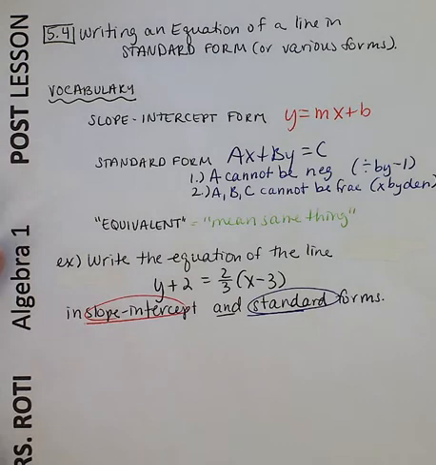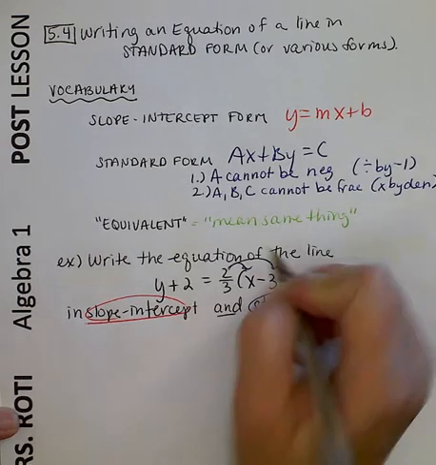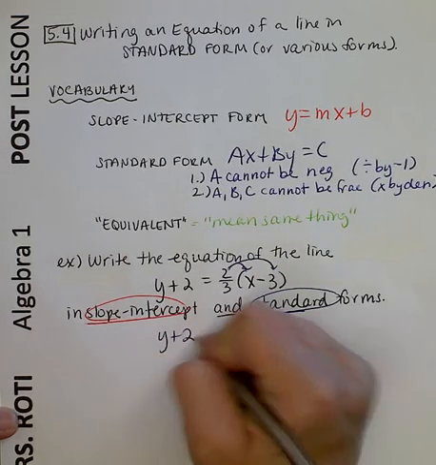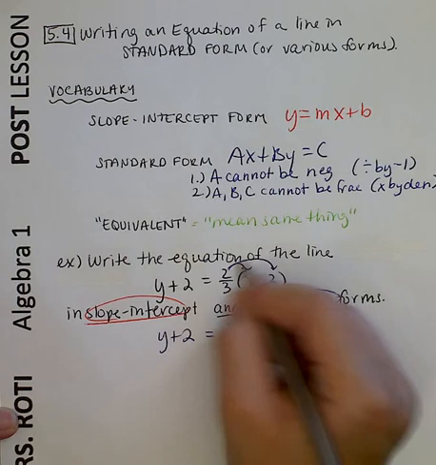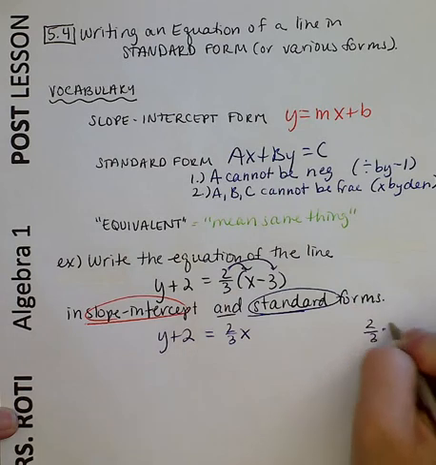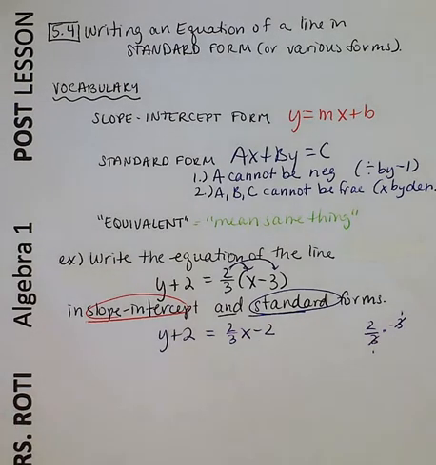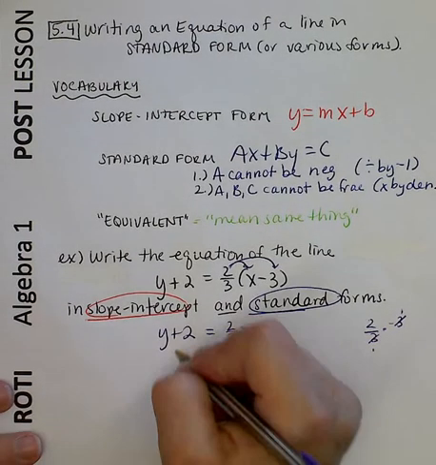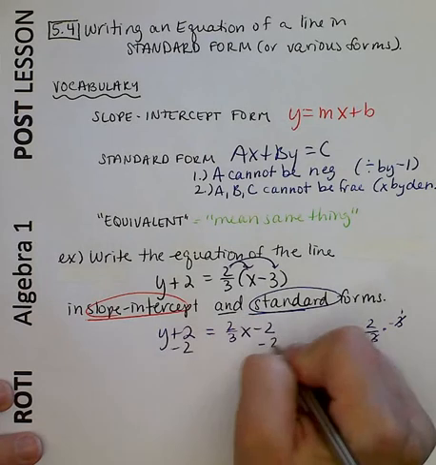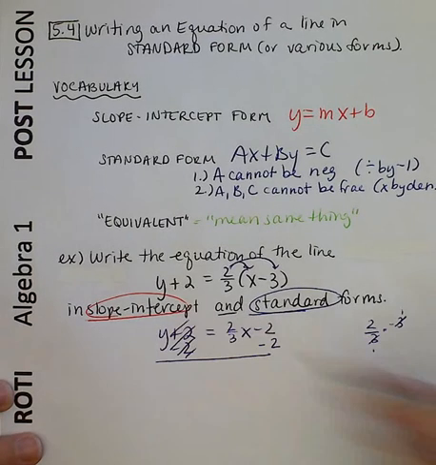Okay, so to start, I might try to distribute first. My gut instinct tells me. So I'm going to bring down the y plus 2, 2/3 x, and then be careful with 2/3 times -3. You could double check that using the alpha y equals key on your calculator if you'd like. We get in the slope-intercept form first by canceling this using the inverses.